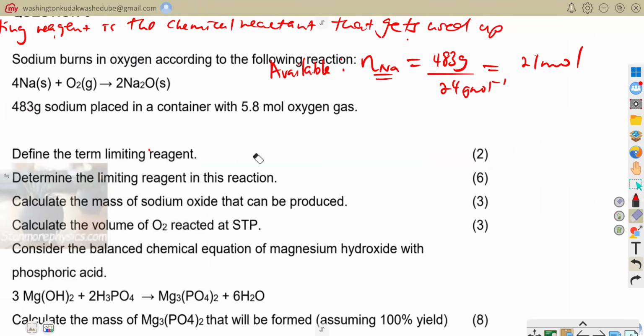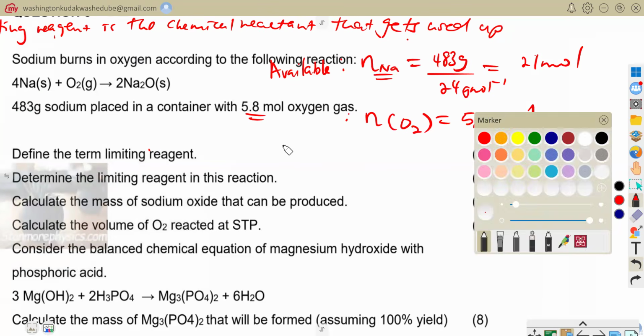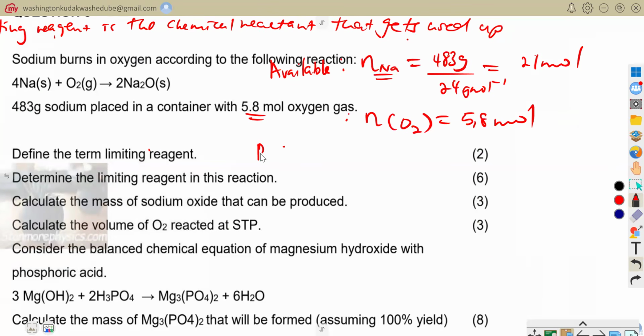So from this given mass, the amount of sodium that is available is 21 moles. What about the available number of moles of oxygen? The available number of moles of oxygen becomes equal to 5.8 moles, because we are given the number of moles of oxygen that are available there. Then we now need to determine the required number of moles. How many moles do we require for sodium?